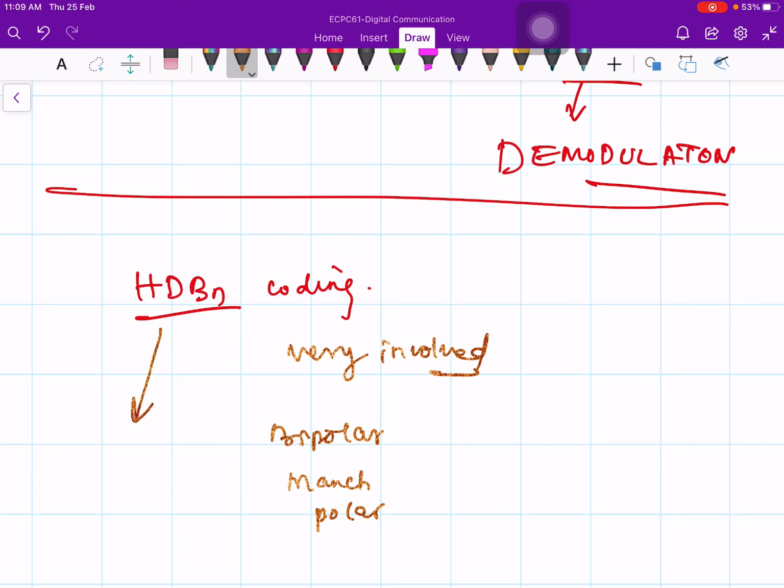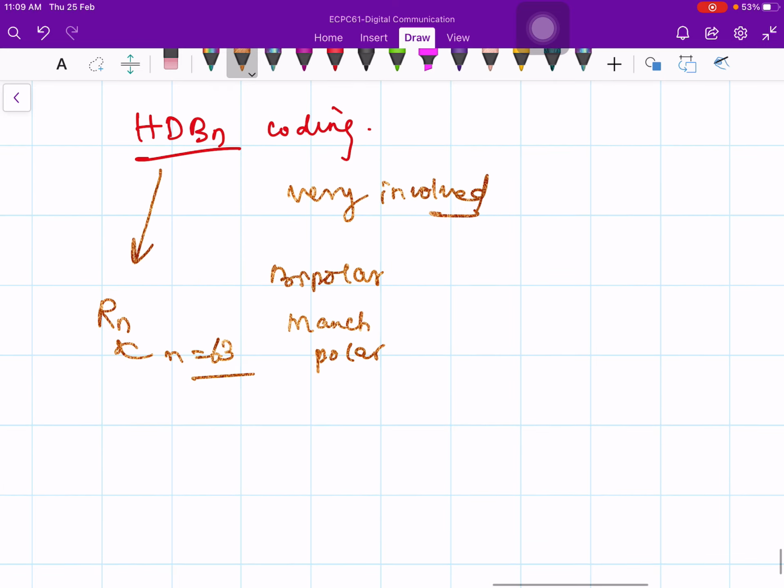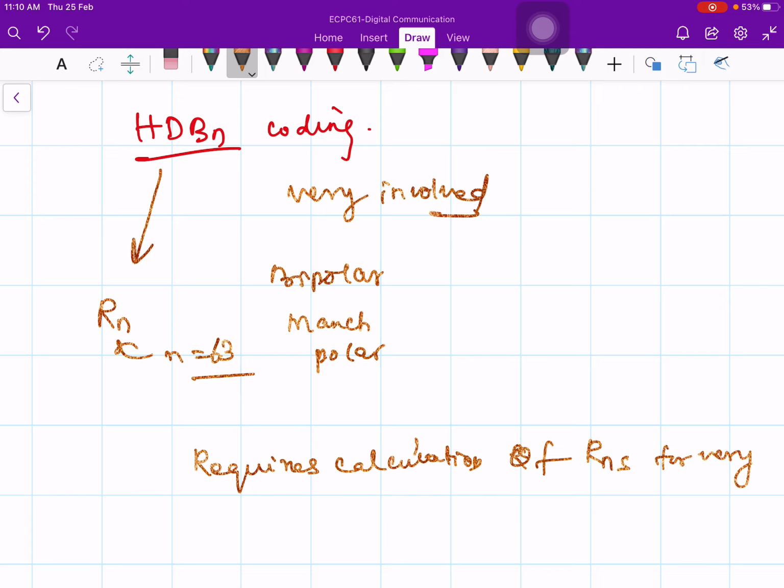This HDB encoding requires us to calculate the autocorrelation coefficients R_n for very large values of n. We need to calculate up to n equal to 63. After n equal to 63, it will become 0. Up to n equal to 63, it is non-zero. So HDB encoding requires calculation of the autocorrelation function R_n for very large values of n.